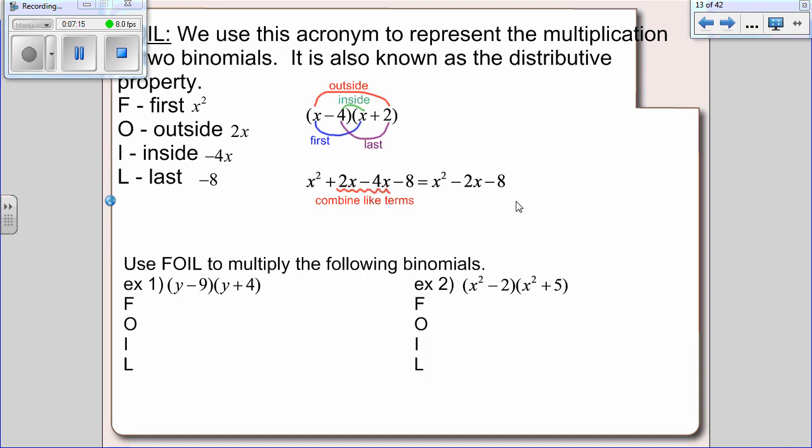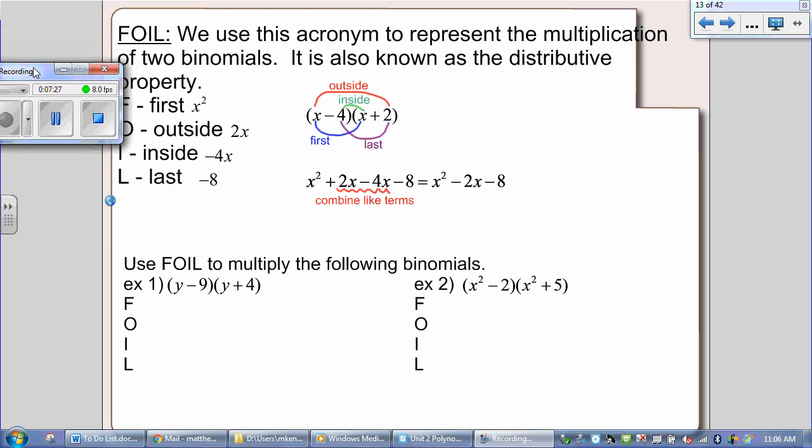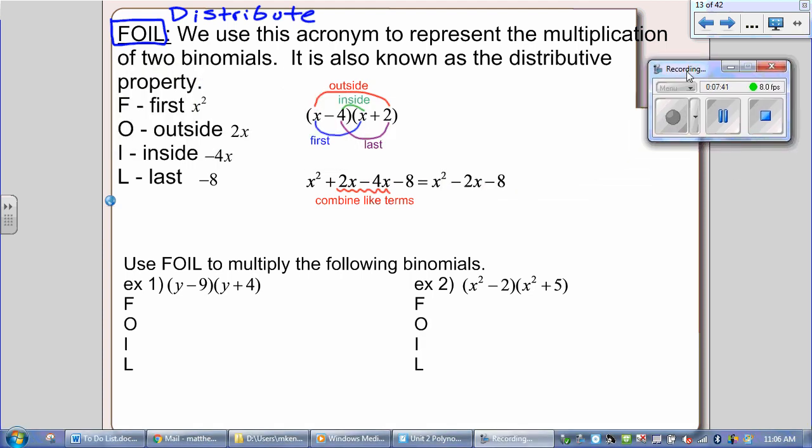It's distribution. We also refer to it as FOIL. So you might see the word FOIL, or hear the word FOIL referred to a lot. That really just means distribute, which is what we learned yesterday. When we did distribution yesterday, you took your monomial and you multiplied it into everything in the brackets, correct?